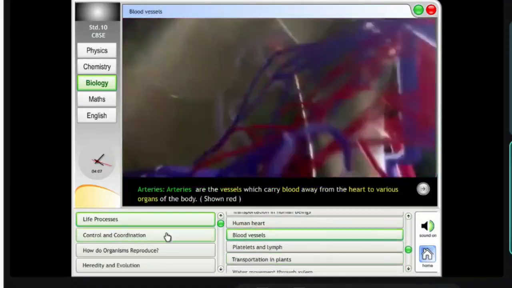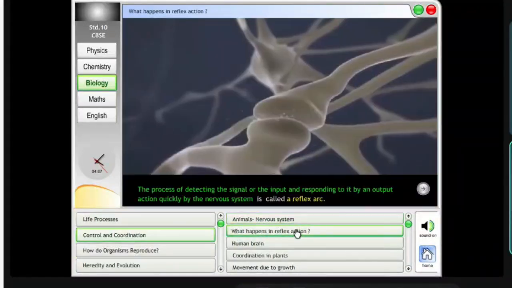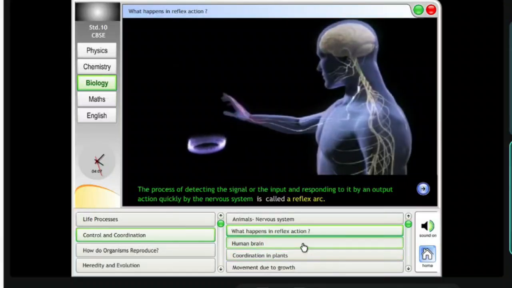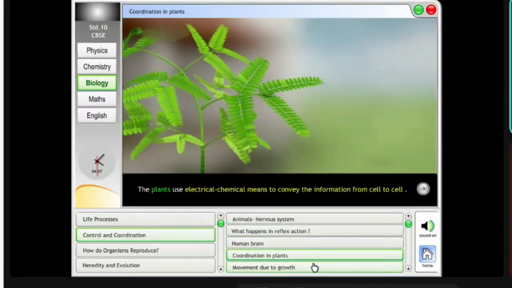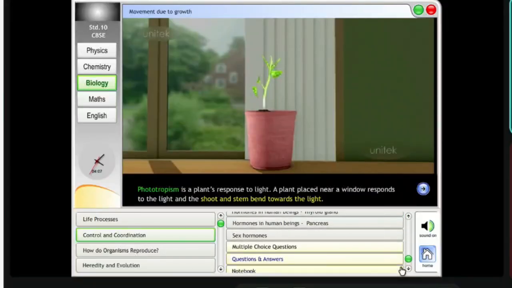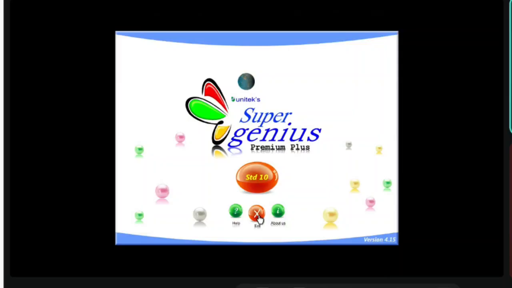All these topics are there. Control and coordination if you want: animals' nervous system, reflex action, the process of detecting, the human brain, immediate response to movement due to growth. So all these topics in detail, all the chapters, the system is there. In chemistry, similarly you can see acids and bases. Then in mathematics, English grammar, everything is there. So similarly, every chapter will be explained like this.